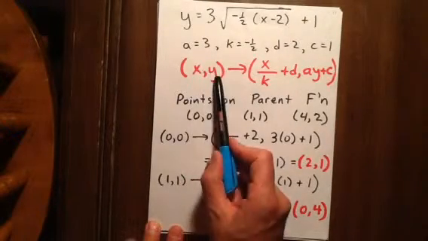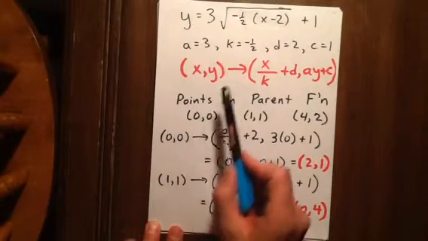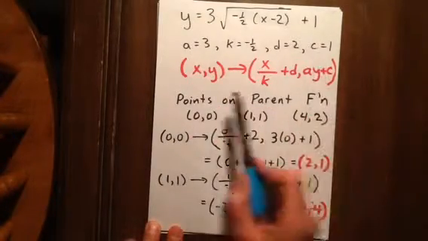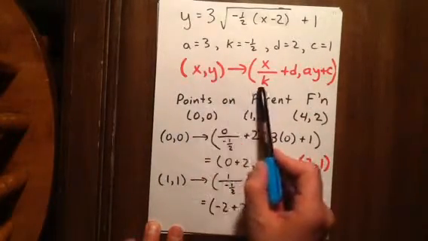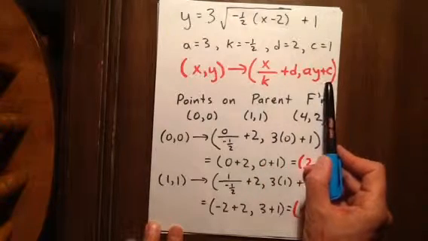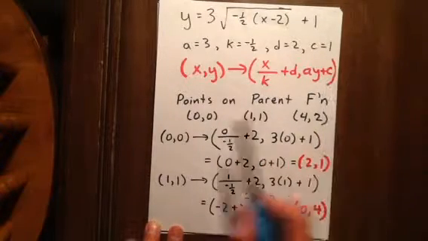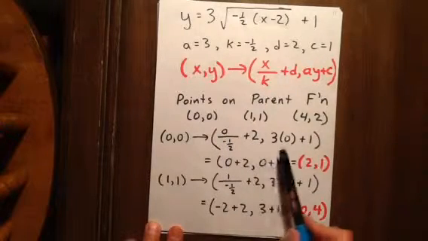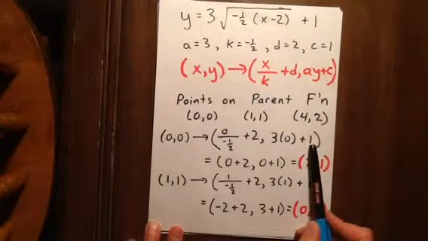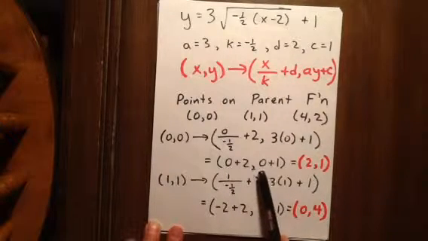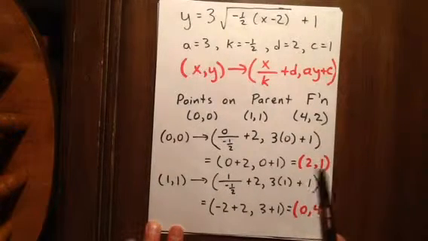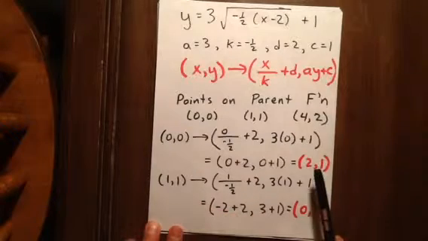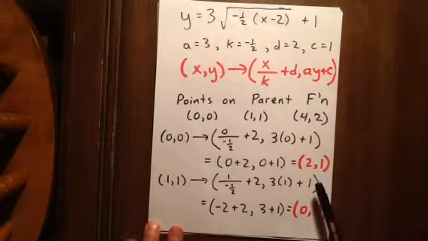Well, if (x, y) is now (0, 0), and here are a, k, d, and c values, then we can put that (x, y) through this mapping formula. (0, 0) will map onto (0 over negative a half plus 2, 3 times 0 plus 1). Well, that's like (0 plus 2, 0 plus 1), which is (2, 1). So the point (0, 0) is going to map onto the point (2, 1).